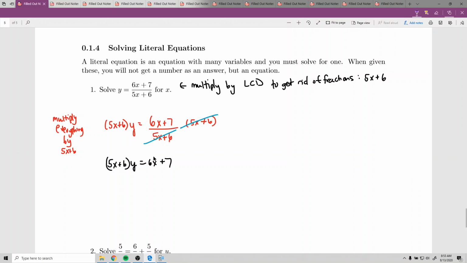So once you do that, then we want to get x by itself. But when you get x by itself, it can only be in the problem once. And here we have x twice. We have it on the left side and the right side. So what you want to do is distribute the y through here, because we cannot move the 5x over with the 6x with this multiplication of y here. So we have to do this first. So we got 5x times y plus 6y, multiply the y to both, equals 6x plus 7.